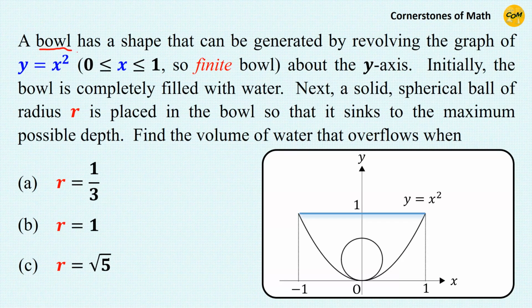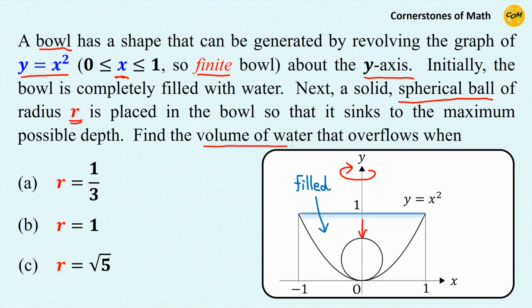A bowl has a shape that can be generated by revolving the graph of y equals x squared about the y-axis. Here, x is from 0 to 1, so it is a finite bowl. Initially, the bowl is completely filled with water. Next, a solid spherical ball of radius r is placed in the bowl so that it sinks to the maximum possible depth. You know, something like this.